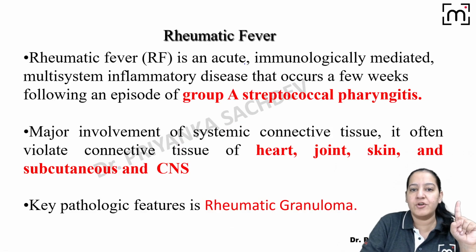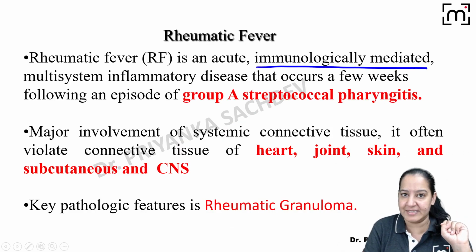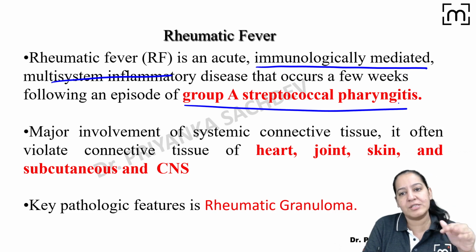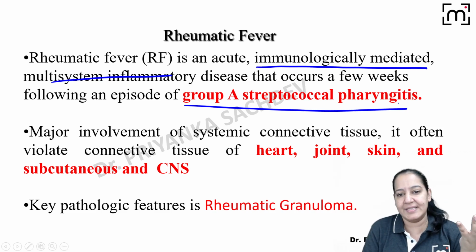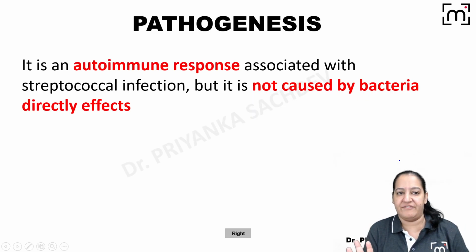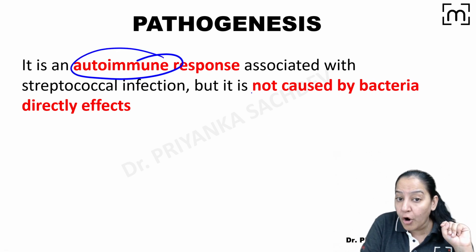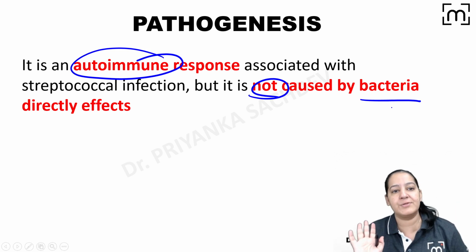You can say that rheumatic fever is an immunologically mediated disease. It is a multi-system disease where multiple systems are involved, where group A beta streptococcus pharyngitis is causing that disease involving the 5 organs. So that is the definition. So can I say it is an autoimmune disease? Yes. It is not caused by the bacteria. Please mind, it is very important.